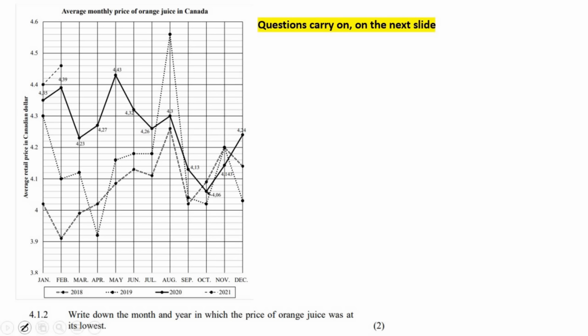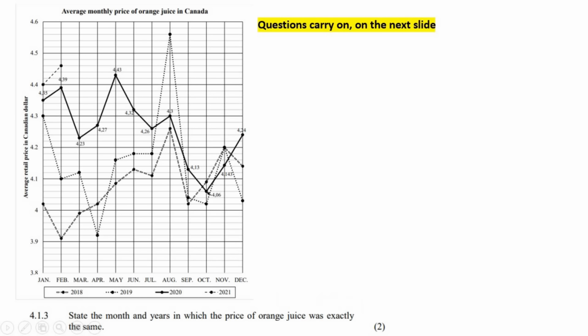This question says, write down the month and the year in which the price of orange juice was at its lowest. Okay, so if you look carefully at the bottom here, the lowest price is this one down here. So what year is that? Well, you've got to look at these weird lines and try to see which one it looks like. It looks like it's 2018. Write down the month and the year, and the lowest month is February.